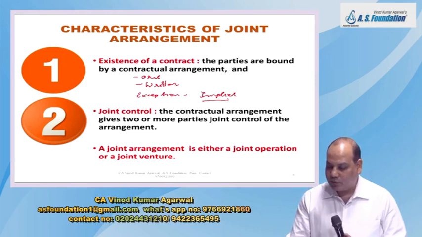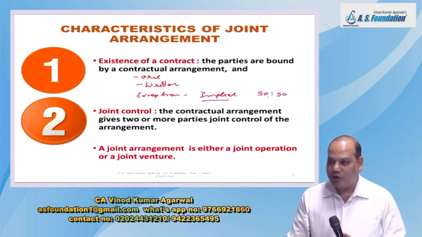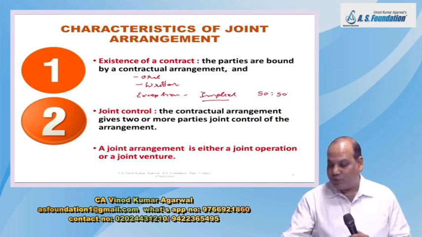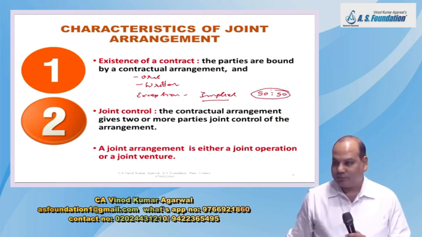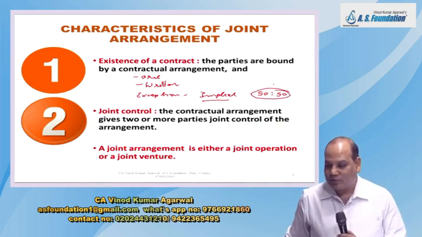What is the example of implied? There are only two parties and they are holding 50% stake each. Articles of association requires 51% votes in favor of resolution. Now 50-50 means none of them can do anything, but both of them should come together to take the decisions.